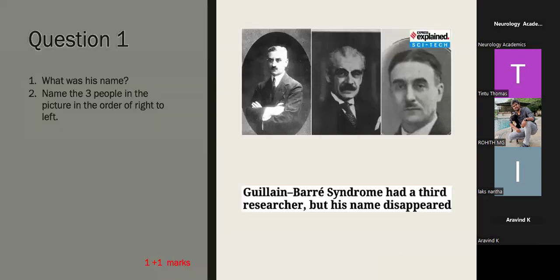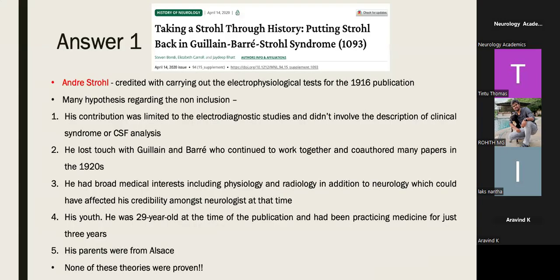So we'll move on to the answers. Question number 1 was, we had seen a picture consisting of 3 researchers, where the third researcher's name disappeared. What was his name? The name was Andre Strohl, who was credited to carry out electrophysiological tests for the 1916 publication when GBS was named, and there are many hypotheses regarding his non-inclusion, because his contribution was limited to the electrodiagnostic studies, and he didn't describe the clinical or CSF findings, and he lost touch with Guillain and Barré, who continued to work together.